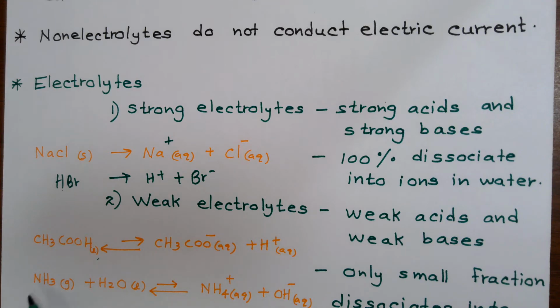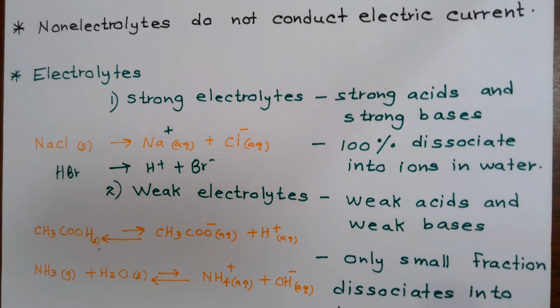Another example is ammonia, NH3. When it dissolves in water, only a few ammonia molecules break into ammonium plus and OH minus. So only a small number of ions are present in the solution. So they are weakly electrically conductive, weak electrolytes. The remaining exist as NH3 molecules or acetic acid molecules. They prefer to stay in molecular form. Only a few dissociate into ions. They are weak electrolytes. They produce ions but very weakly.